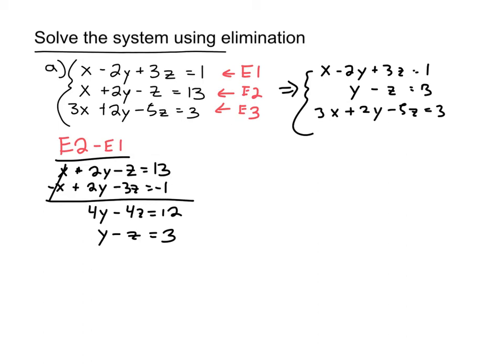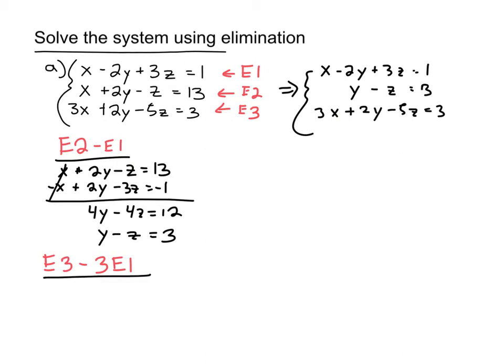To do this, let's eliminate x. To do that, I'm going to take the third equation and subtract off 3 times the first equation. If I do that, I'll have negative 3x here, and then these will cancel, so I'll get rid of the x. Okay, so I'm going to go ahead and do that.